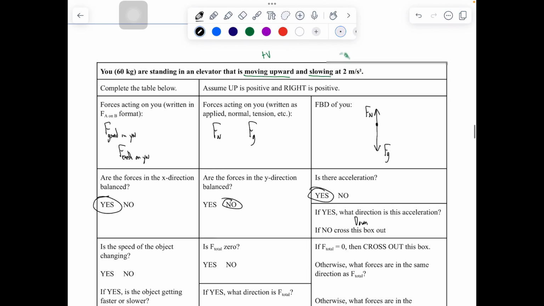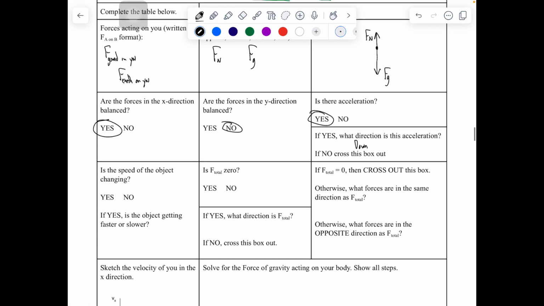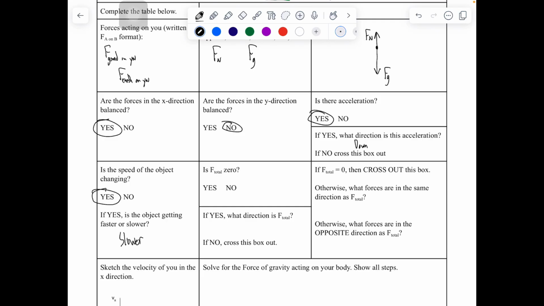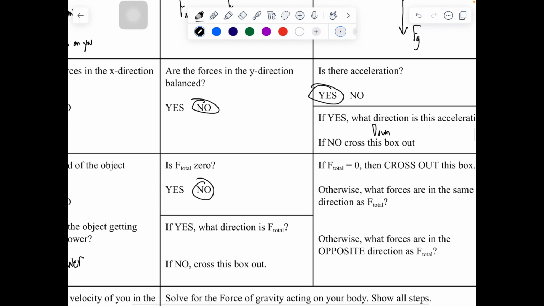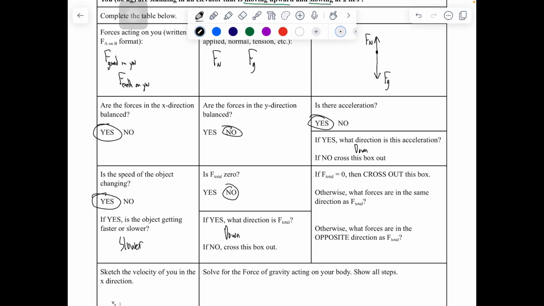We're moving up. We have some positive velocity, but we're slowing down. How do you slow down when you're moving up? Well, you have some downward acceleration. Speed of the object changing, yes. We are getting slower. Is the total force 0? No. Total force is downward. Must point in the same direction as your acceleration.